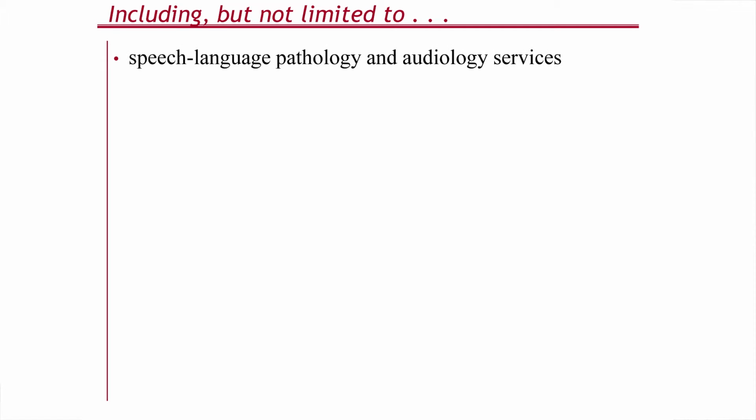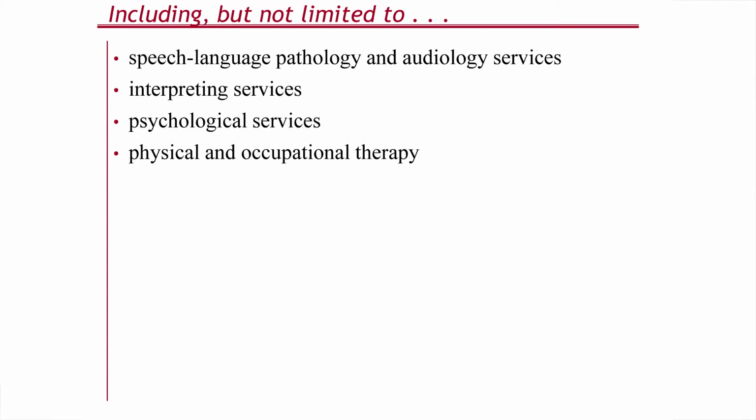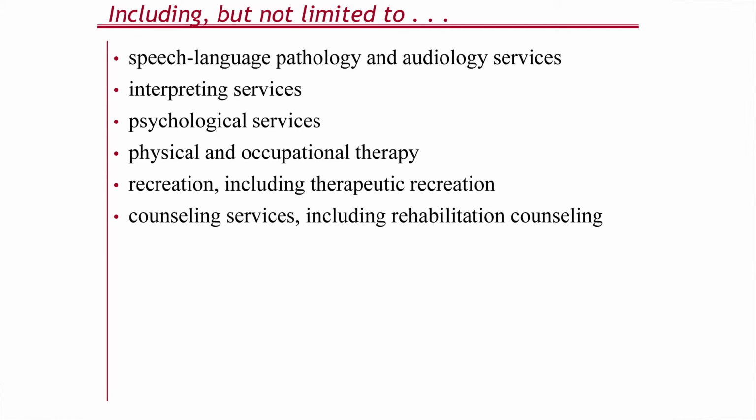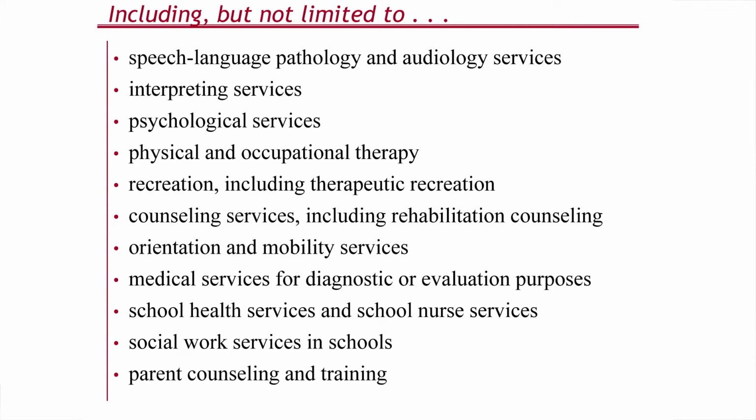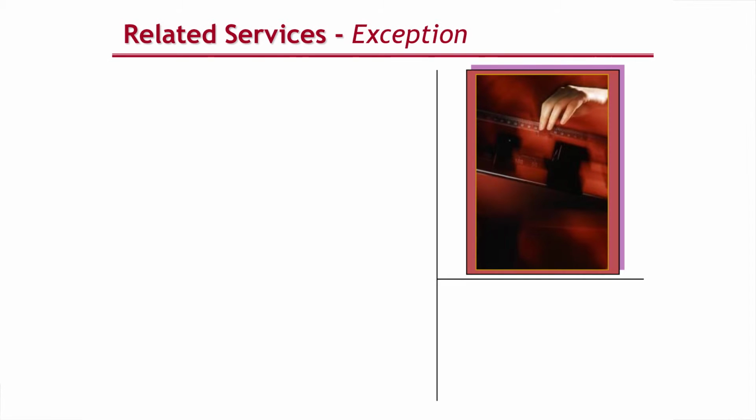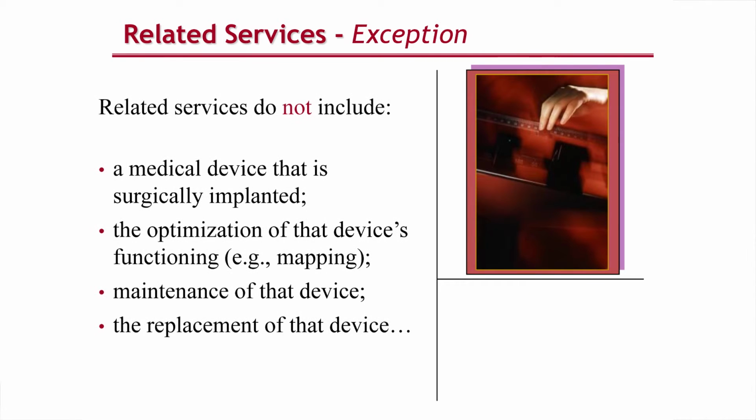for written expression. Some examples of related services include speech and language pathology, interpreting services, psychological services, physical or occupational therapy, recreation, including therapeutic recreation, counseling services, orientation and mobility services, medical services such as administering medicine, school health services, social work, and parent counseling and training. There is an exception to related services. It does not cover the maintenance of a medically implanted device such as a cochlear implant.